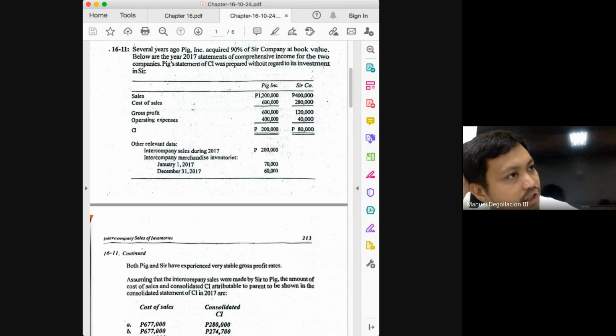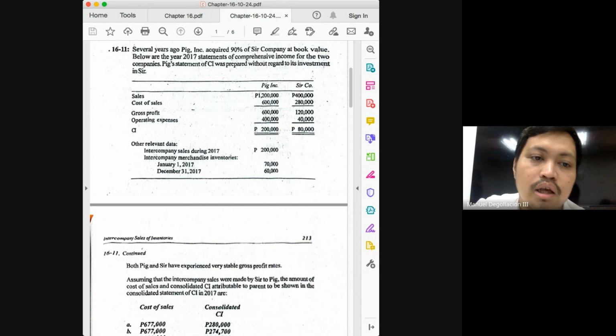Again, what were the adjustments to the income arising from intercompany sale of inventories? You add the markup on beginning and then you deduct the markup on ending, because the markup on beginning is already earned. It is already earned but was not included. The markup on ending is not yet earned but already included.